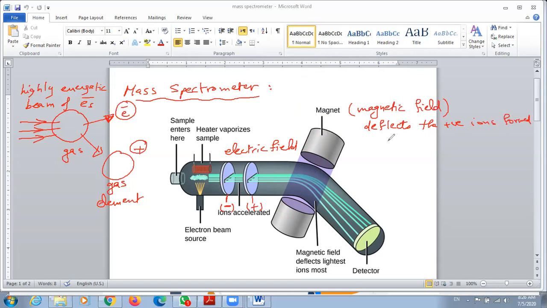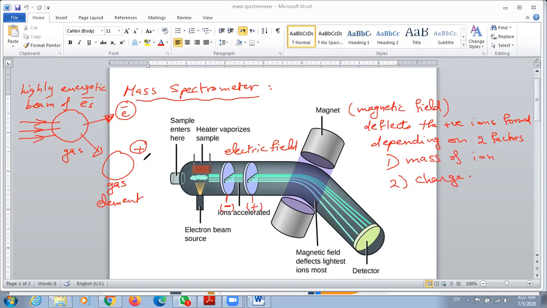It's going to deflect it depending on two factors. What are these factors? The first factor is the mass of the ion, and the second factor is its charge. So the magnetic field is going to deflect the positive ions formed depending on two factors, the mass of the ions and the charge.